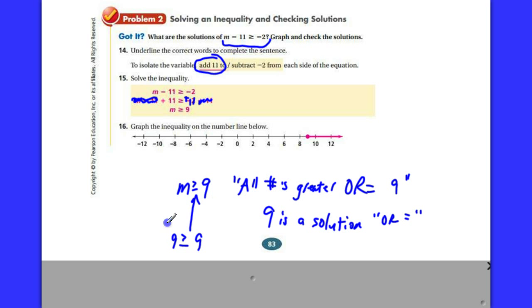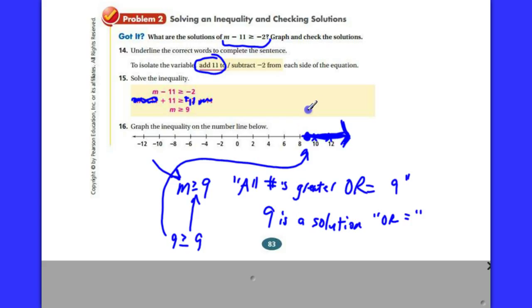It's equal. Therefore, we have to do a solid dot here. So make sure you make that dot solid because of the or equal to. Okay, so if it's an or equal to inequality, you put a solid dot. Now you think like this, all numbers m, see where I'm pointing right here, all numbers m greater than or equal to 9. So the question is, would 10 be a solution? Yes, it would, because 10 is greater than 9. Would 12 be a solution? Yes. So it's basically all numbers going this way on the number line.